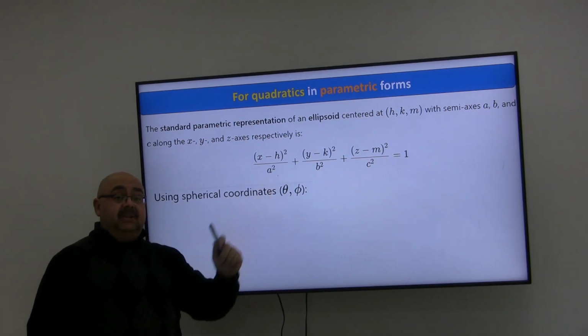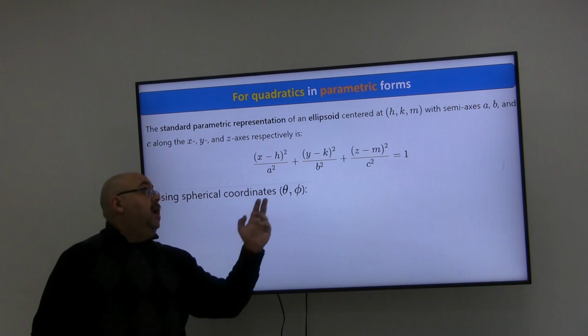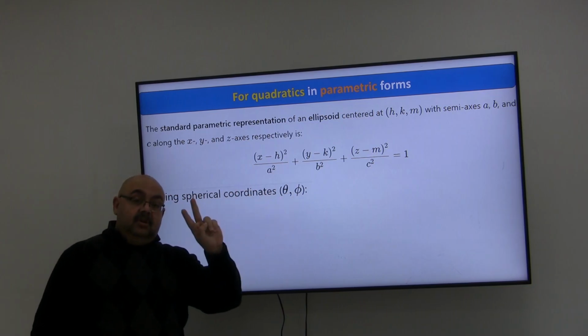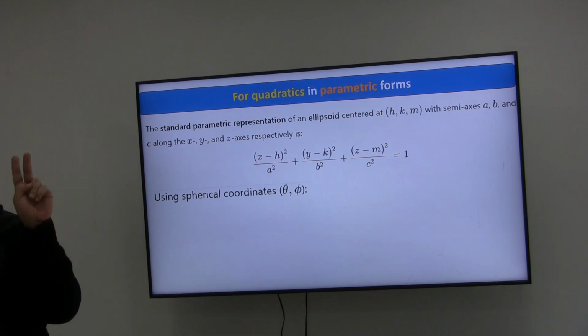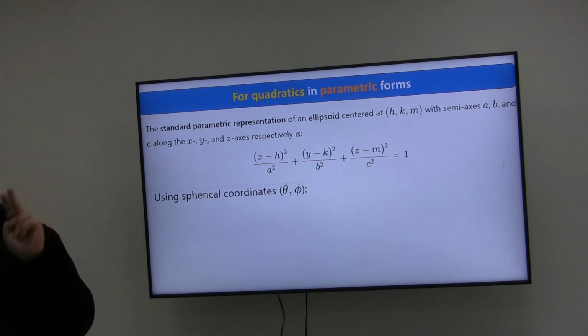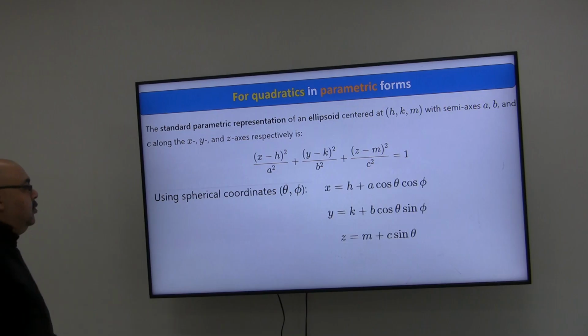So in this case, I'm not using just only one variable. How many variables can I use? 2 variables, if you like, okay? And in this case, it will be the spherical coordinates.